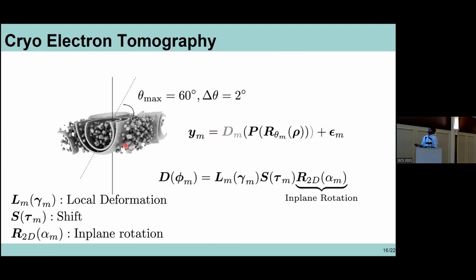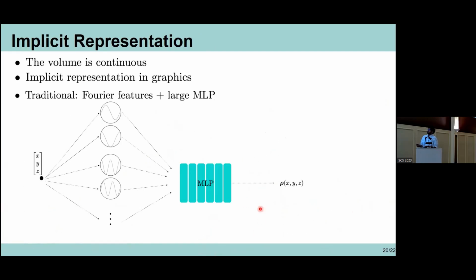Now let's see how we model the volume itself. In the traditional sense, people used voxel grids or meshes to model the volume, but inherently these volumes are continuous. So recently in the graphics community, people have been experimenting with implicit representations, and they've shown tremendous success in recovering many structures. The idea is to use a function to represent the volume intensity rather than a voxel grid. A typical architecture of this function would look something like this: a Fourier feature operator and a large multi-layer perceptron to get the volume intensity at a given location XYZ.